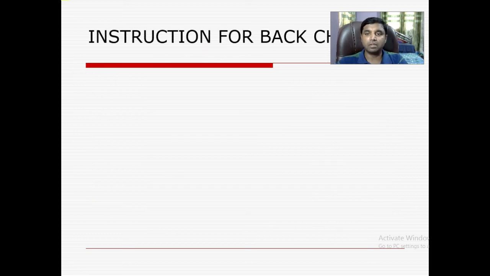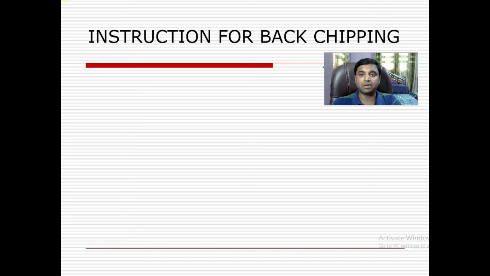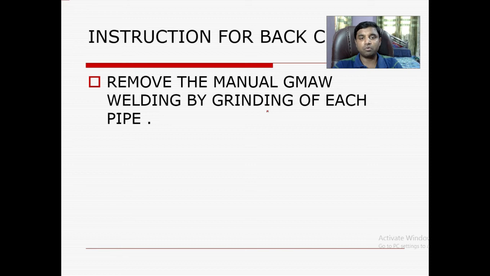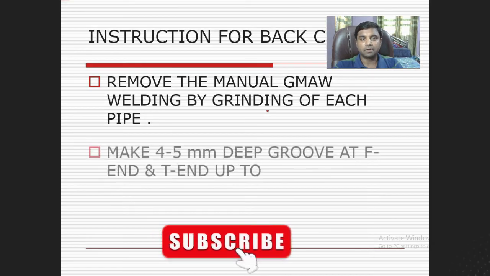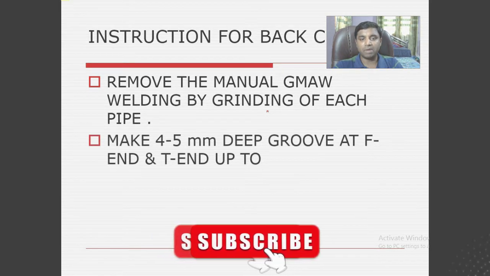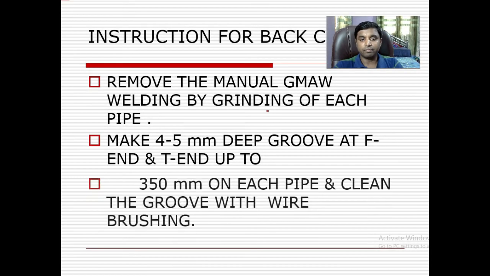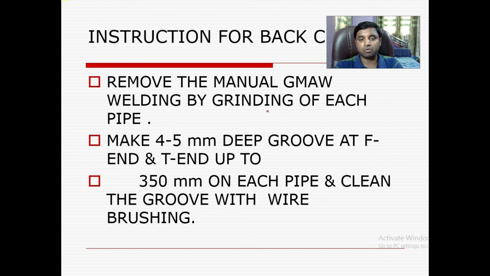And another one is the instruction for backgouging. How do we do backgouging? Remove the manual GMAW by grinding of each pipe. Make a 4 to 5 mm deep groove at the F end and tail end, up to 350 mm on each pipe, and clean the groove with wire brushing.